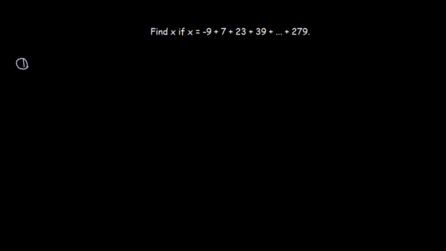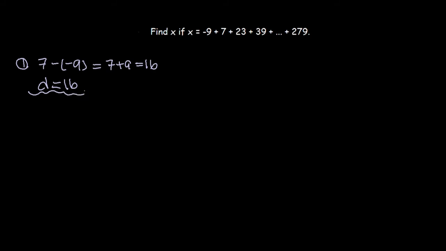What is the common difference? As I said, it's the next term minus the previous term. And that is, in this case, 16. So we already have one of the pieces of information that we need. So we know that d, or common difference, is equal to 16. One is already cleared up.